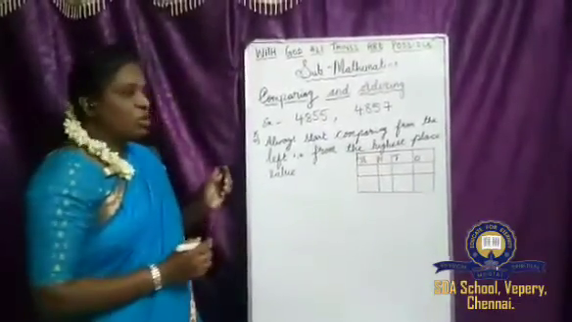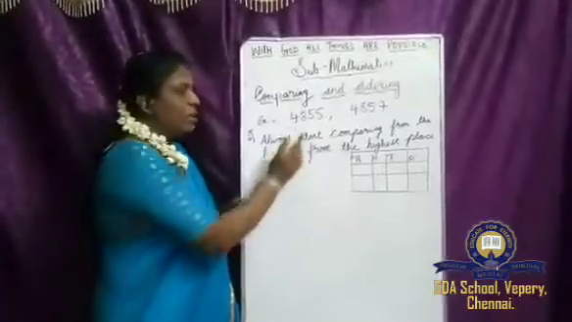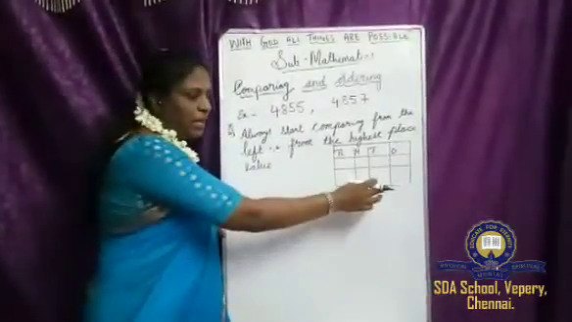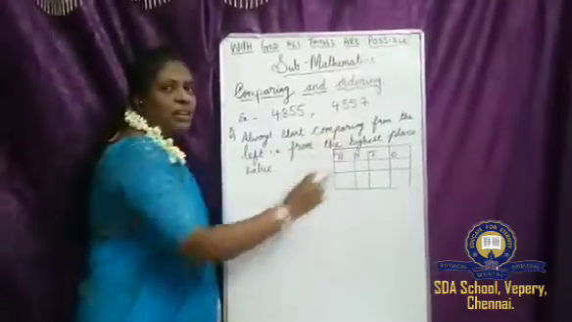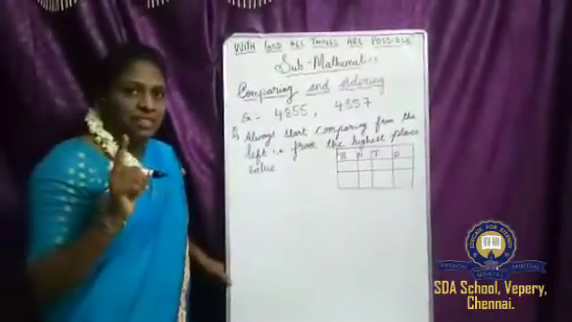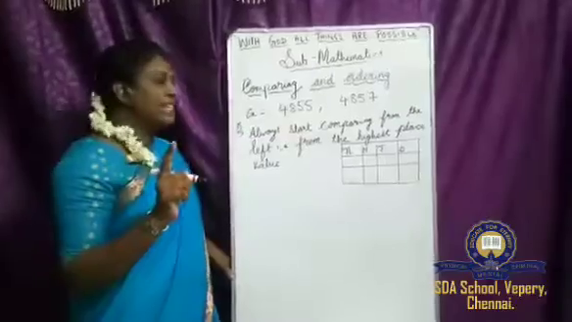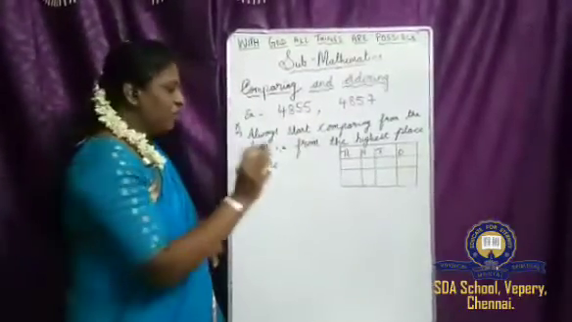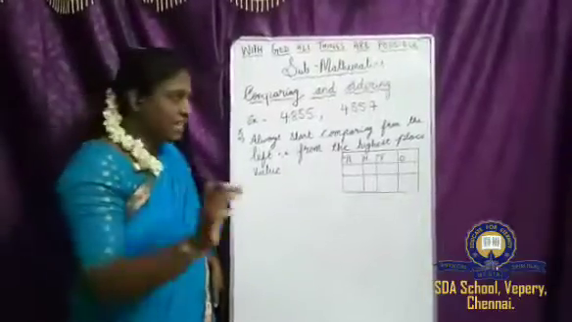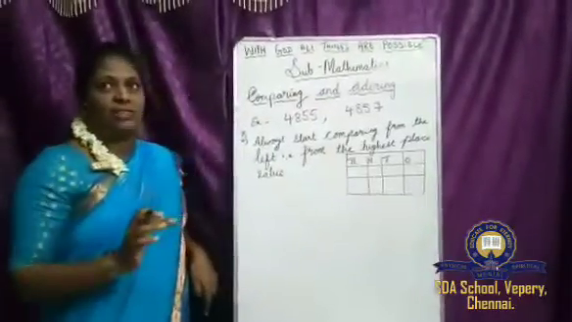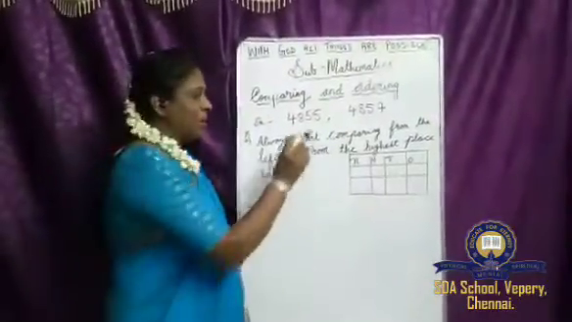Okay, children, be careful when you're comparing using a place value chart. Always start comparing from the left side, that is, from the highest place value.